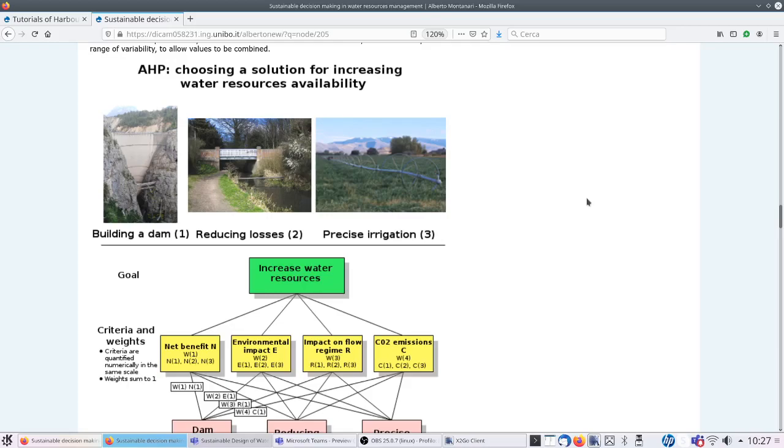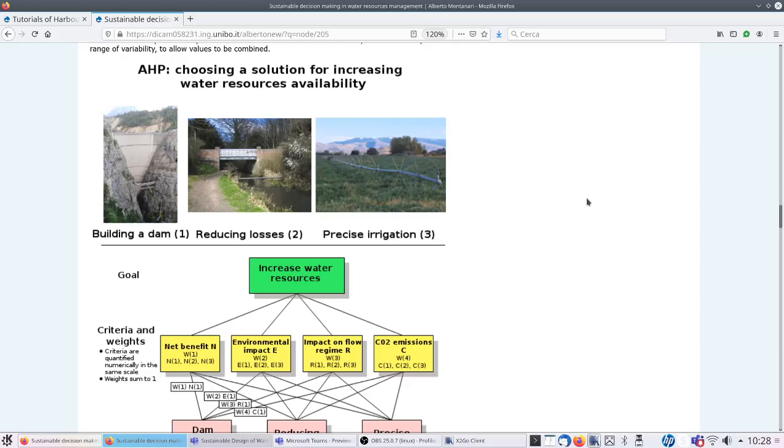And we have criteria. So in order to make our decision easier, we identified criteria. And here we identified four criteria: net benefit, environmental impact, impact on flow regime, and CO2 emissions. And the next question is how to apply these four criteria to select the best alternative. Now, my premise is that in principle, when it is possible, it is not always possible, when it is possible, it's much better to set up the structure of the decision without knowing the alternatives. So it is much better to establish the criteria and the way they are applied before knowing the alternatives.